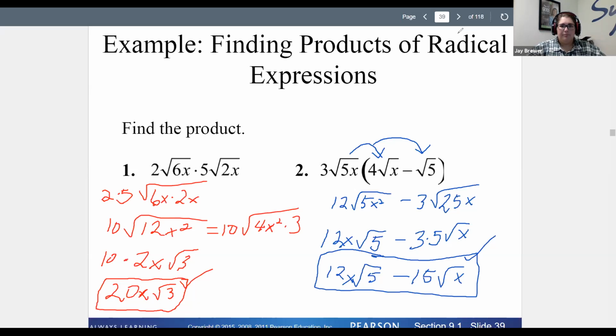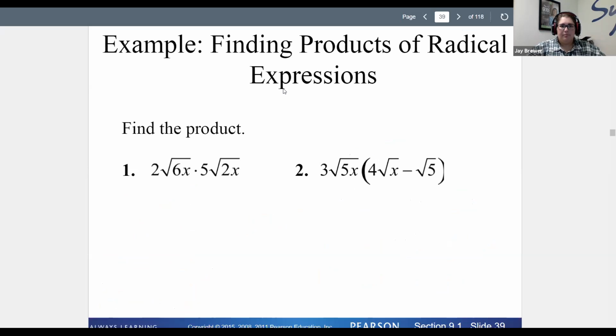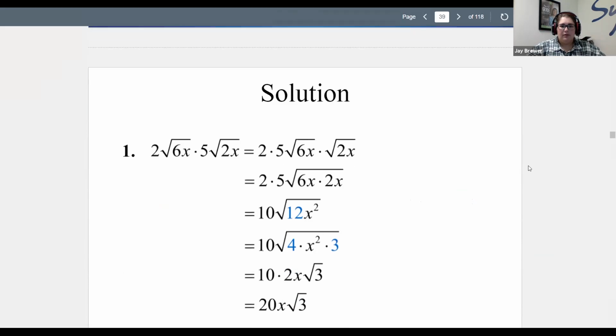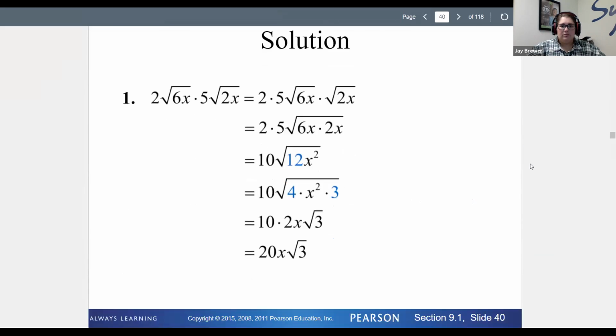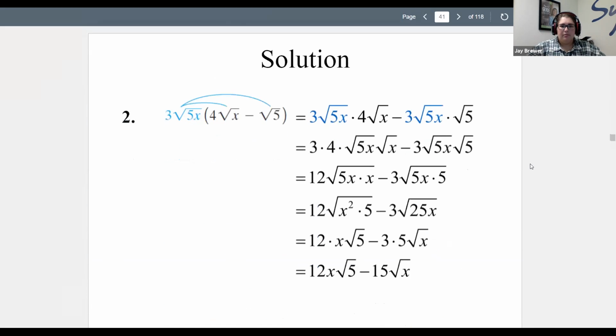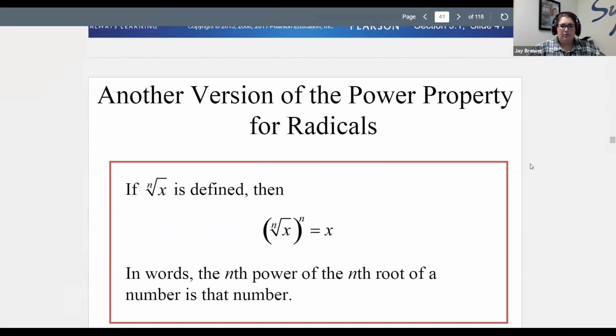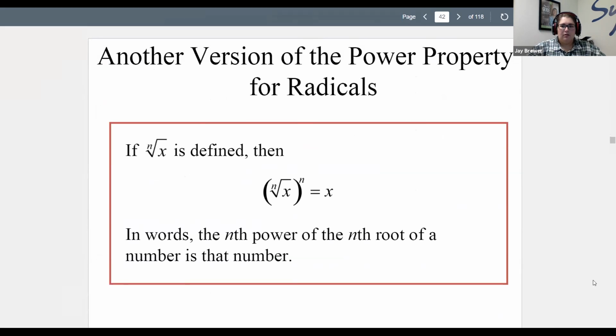Okay. All right, so there they are a little bit nicer. They did theirs a little bit differently, I think. All right.